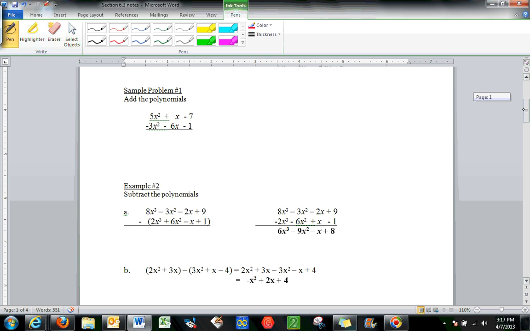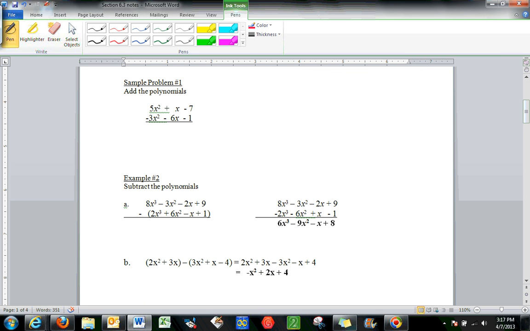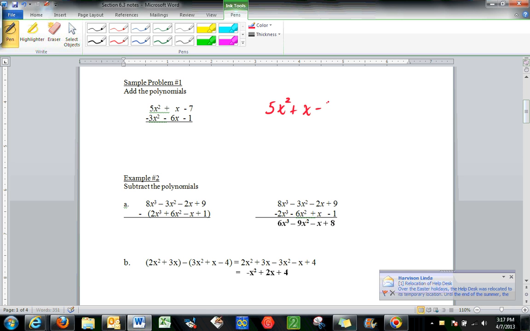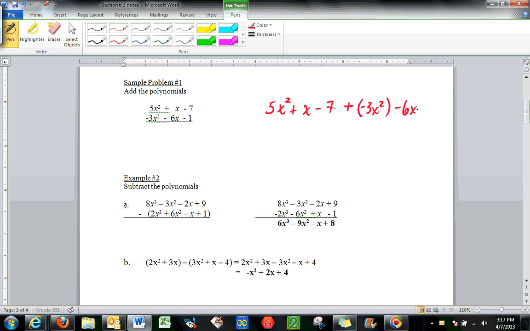So either way that you like it, no matter which way it's given to you, you can convert it either way. So you can see sample problem number 1. It's given to you in a stacked method or a vertical format. If you want, you could simply take this and add it. In this case, we have a negative 3x squared minus 6x minus 1. So you could simply add it across in a horizontal method as well. So either way that you'd like to do it, that's fine at this point.